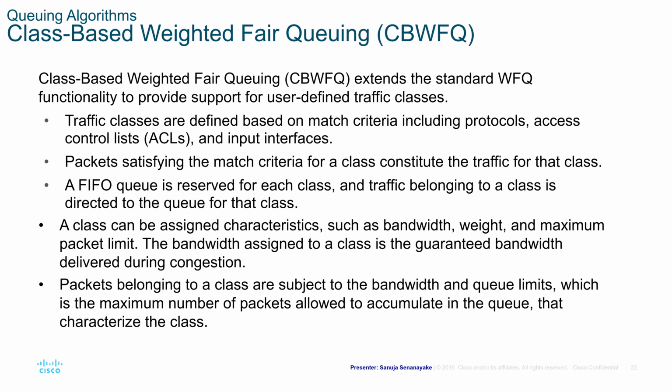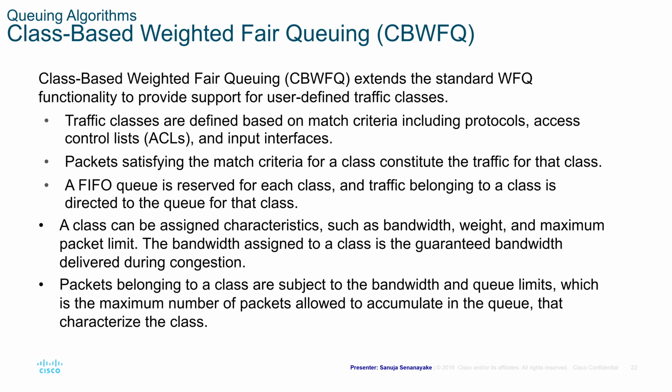Class-based weighted fair queuing, also known as CBWFQ. In class-based weighted fair queuing, what it's doing is extending the standard WFQ functionality to provide support for user-defined traffic classes. What makes CBWFQ differ from WFQ is that it extends the support of WFQ to support user-defined traffic classes.